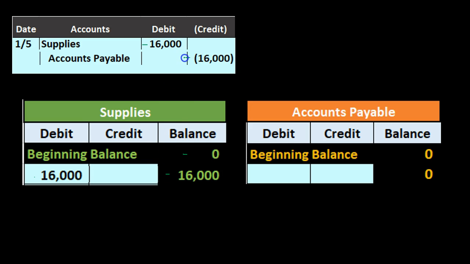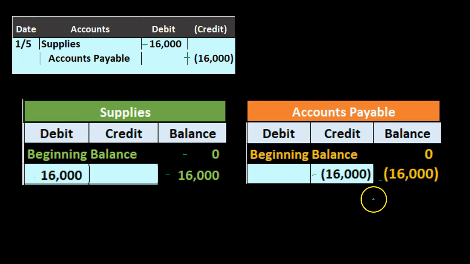The accounts payable, here's the accounts payable credit in the journal entry. Here's the general ledger. It's at 0. We're going to credit 16,000, bringing the balance up to 16,000 in the credit direction, represented by the brackets.